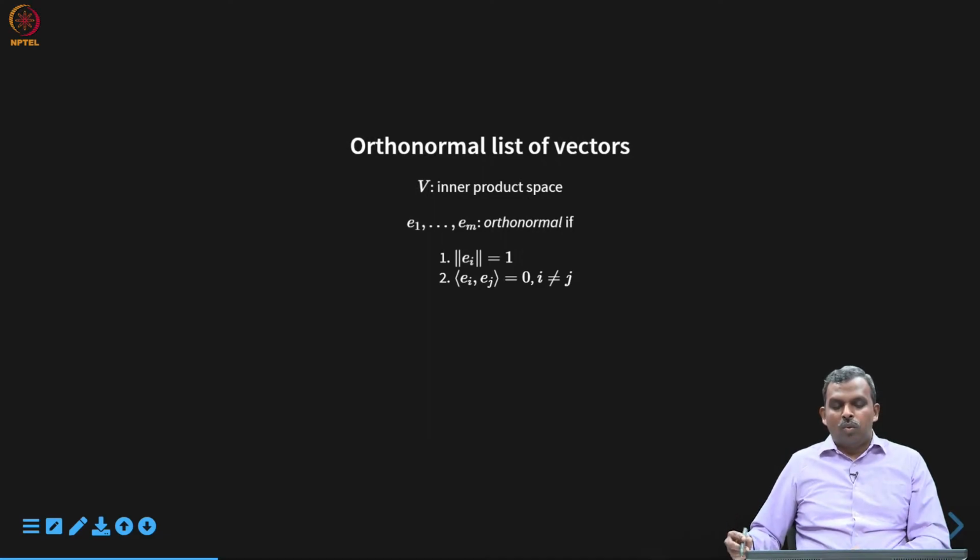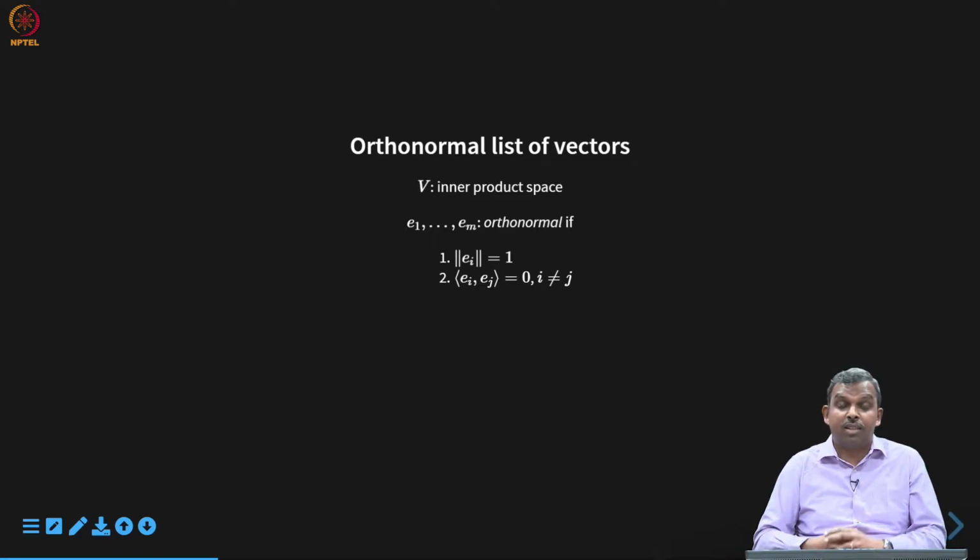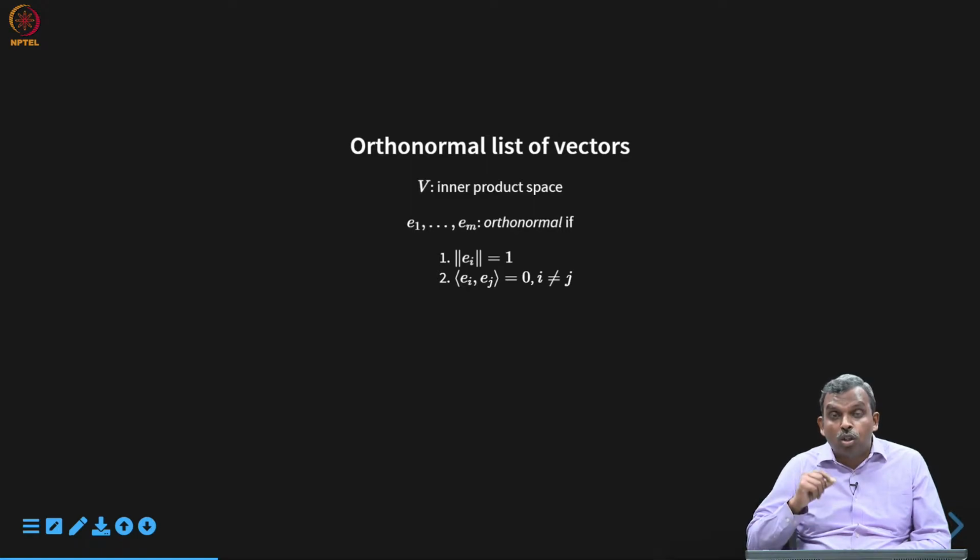Okay, so we'll make a very small definition which looks like a simple definition, but a lot of interesting simplifications will happen in our understanding of operators when we do this. So throughout this lecture, we'll think of V as an inner product space. Maybe one or two times we'll not have that assumption, but mostly it will be an inner product space. I will call a list of vectors e1, e2 to em orthonormal if two conditions are satisfied. What are the two conditions? One is ortho, one is normal. Normal means the norm is 1.